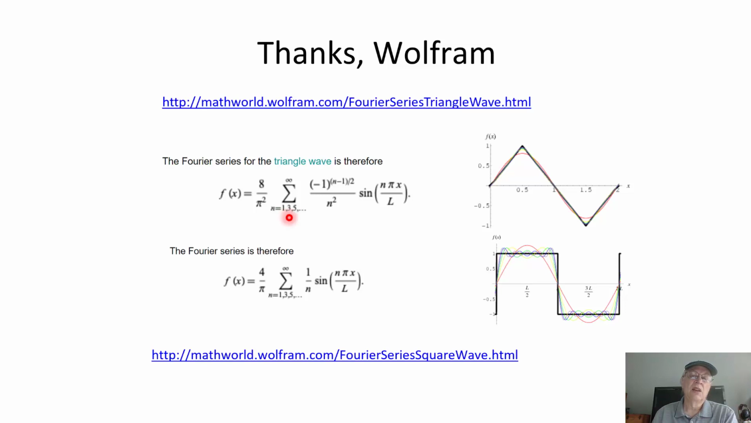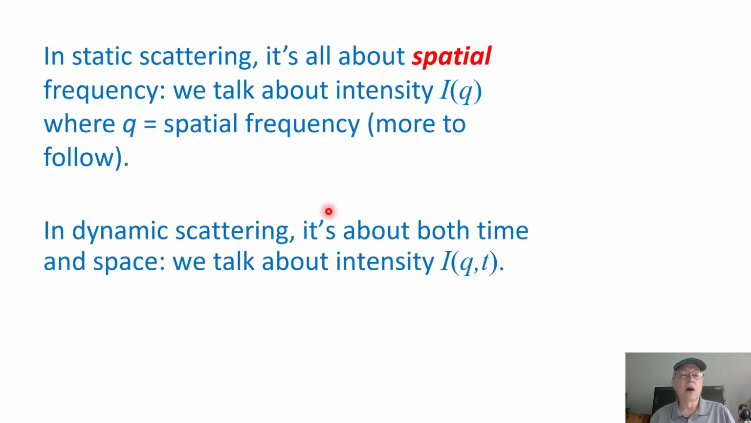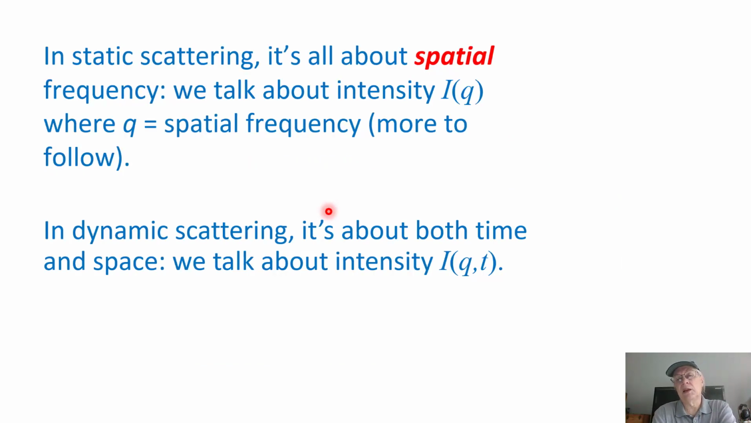Well, again, it's the odd harmonics that matter, 1, 3, and 5. But you don't need as many of the high harmonics. So instead of 1 over n here, you have 1 over n squared. So that kills the higher harmonics pretty quickly. Okay? So in static scattering, we're really looking at spatial frequencies.